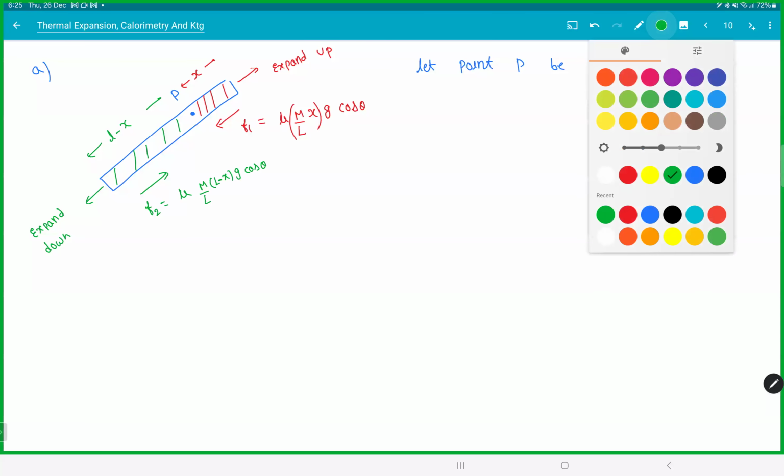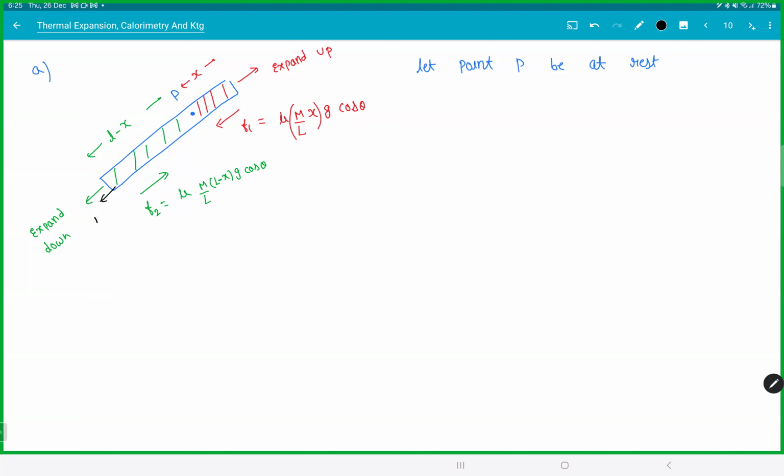Now, what are these two frictions doing? Don't forget, you also have your own weight, mg sin theta. So on the entire rod, the friction is not in the same direction. From here, you can clearly see F2 is balancing both F1 plus mg sin theta. So F2 minus F1 is mg sin theta. If you subtract these two, you end up with mu mg cos theta by L into L minus x is mg sin theta.